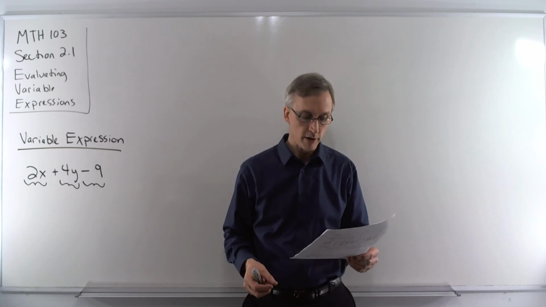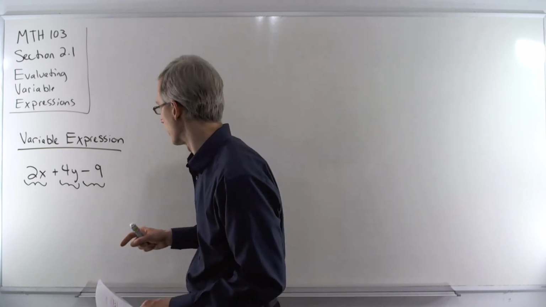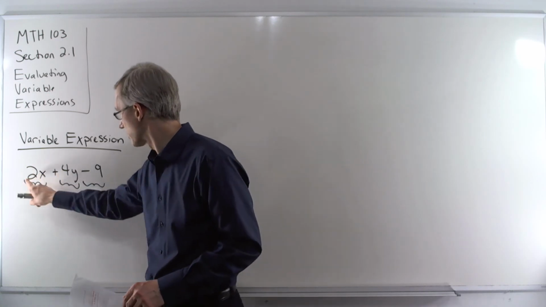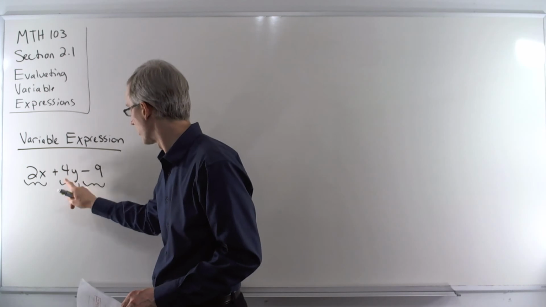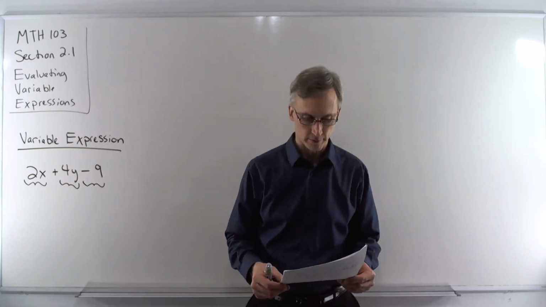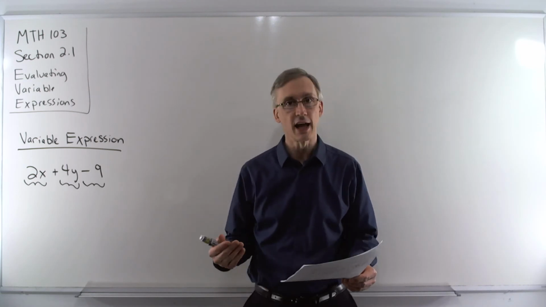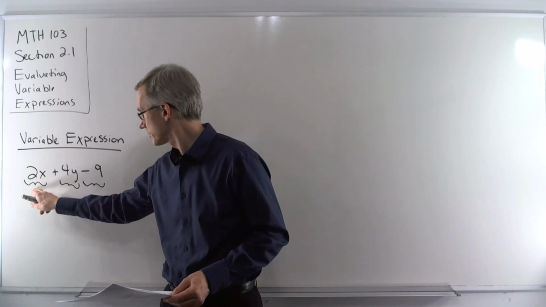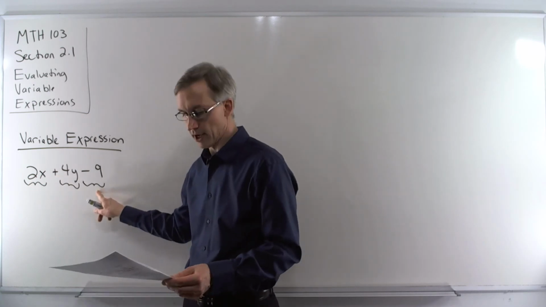The variable part is the collection of one or more variables and their exponents in a term. So the variable part of this term, 2x, would be x. And the variable part of this term, 4y, would be y. And the constant term doesn't have a variable part. A variable term is made up of a constant and a variable part. So here's a variable term, here's a variable term. This is not a variable term. This is called the constant term.